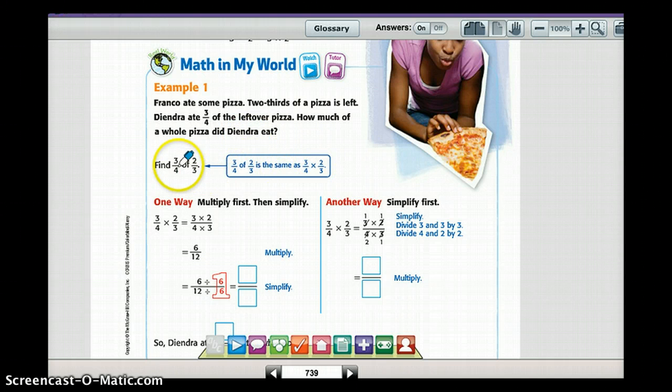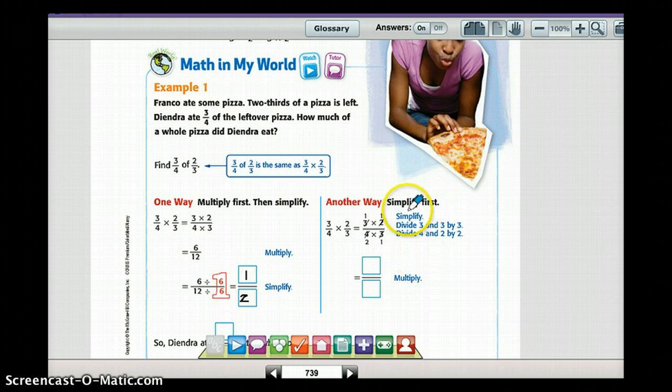So we're doing 3/4 of 2/3, which is 3/4 times 2/3. So the first way is you can multiply first and simplify later. If we do that, we do 3 times 2, and then 4 times 3, and you just multiply across. 3 times 2 is 6, 4 times 3 is 12, so 6/12. So these can be simplified by dividing the numerator and the denominator by 6, and we get 1/2.